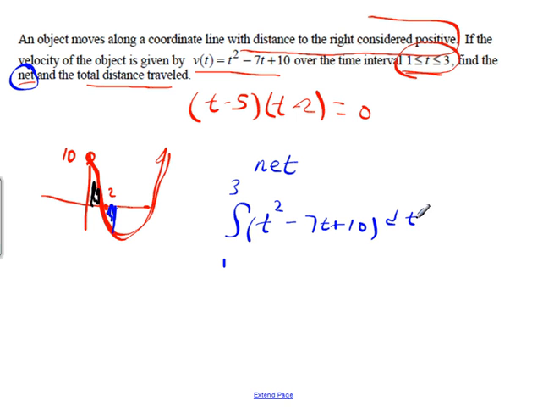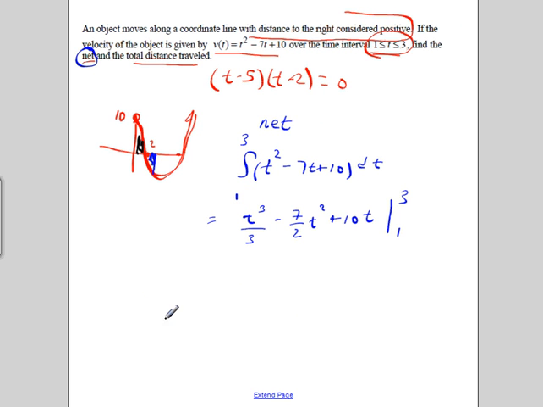dt. And doing the antiderivative, we get t cubed over 3 minus 7 over 2 t squared plus 10t. And we're going to evaluate that from 1 to 3. You don't need to see me do that. You can evaluate that, so I'll leave it as that. That's the net.